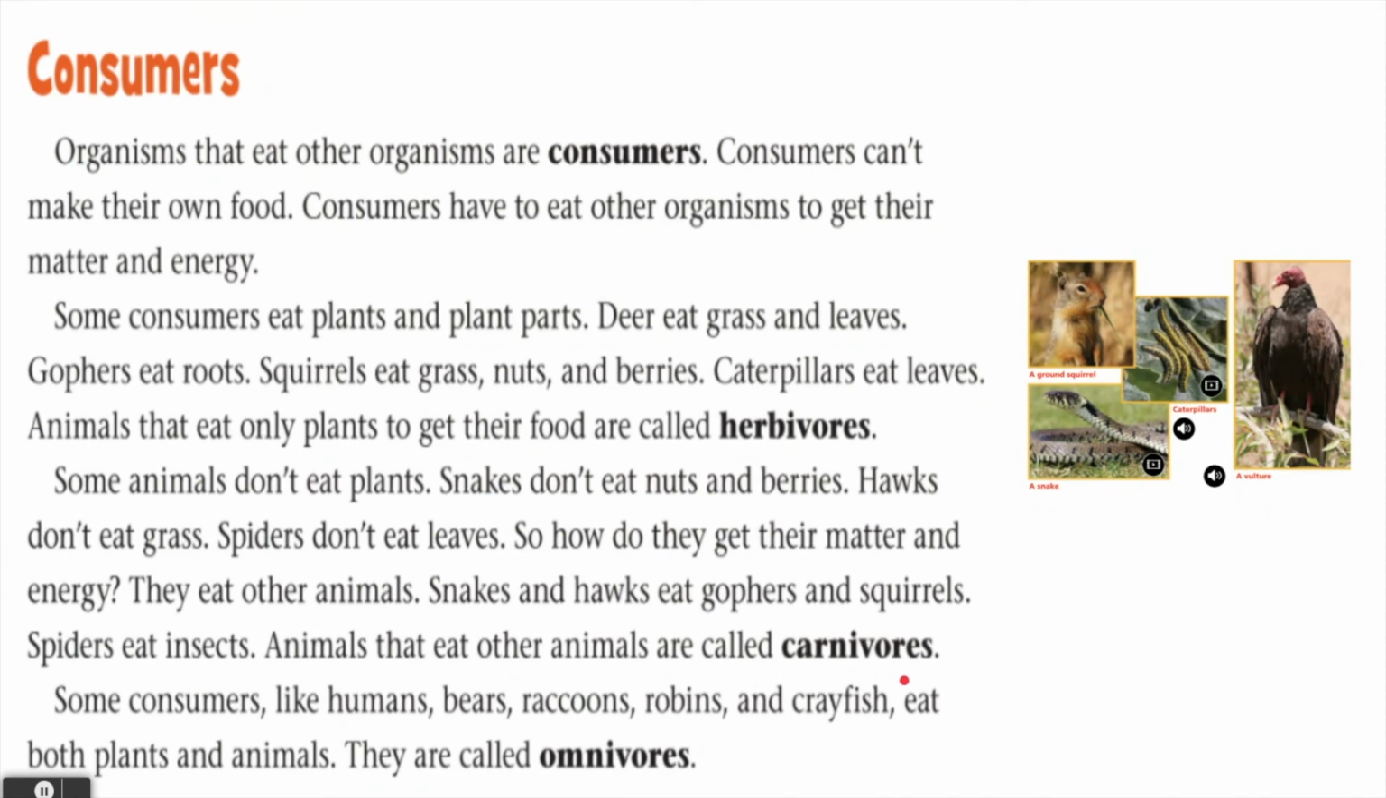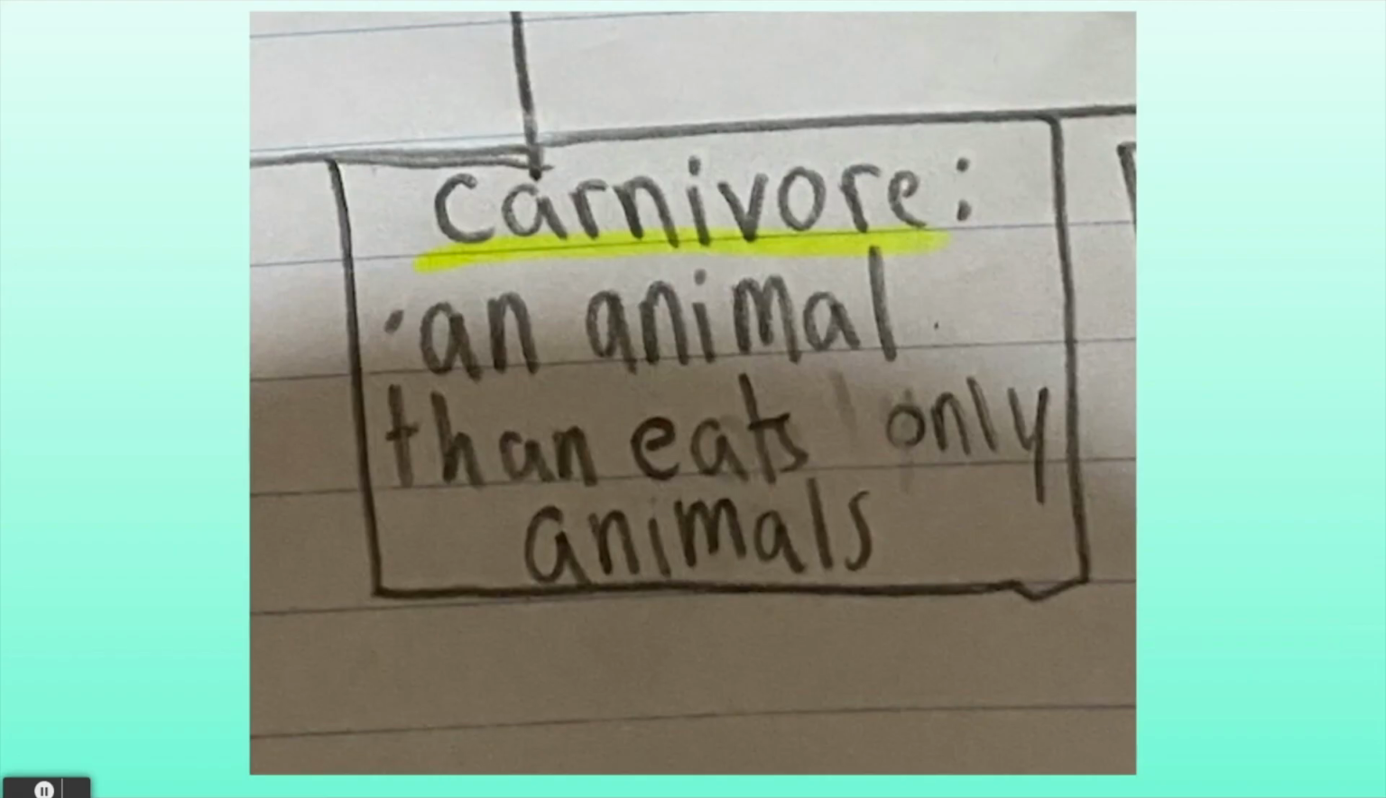This is our second type of consumer. Carnivores are animals that eat other animals. Let's add the definition for carnivores into our science journal. You have 2 minutes to add that into your journal.